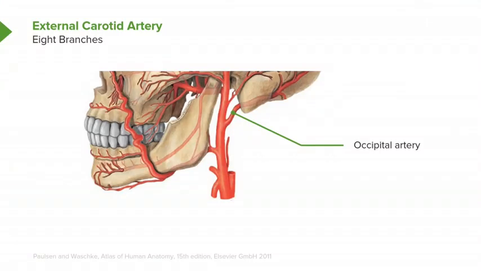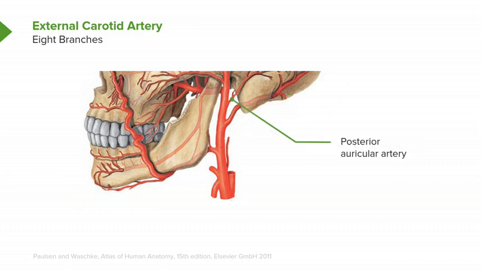The fifth branch of the external carotid artery is this one that is coursing posteriorly and along the occipital bone. This is referred to as your occipital artery. The sixth branch of the external carotid is this slender branch referred to as the posterior auricular artery. This is coursing just posterior to the external acoustic meatus and then along the skull.